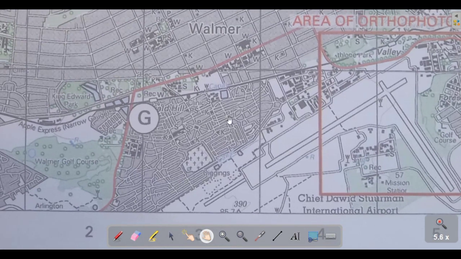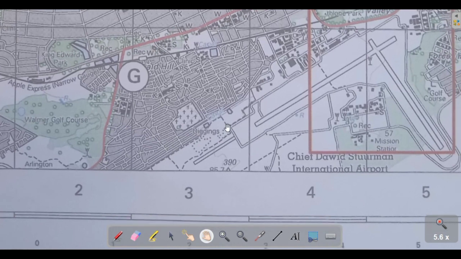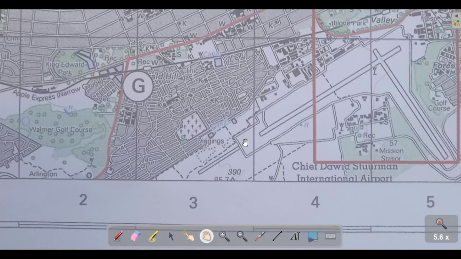Which area is this? Is this a low income area or a high income area? Okay, and what makes you say that? First of all, guys, I don't know if you noticed this, but you can clearly see that this area is right next to an airport. This is an airport, this is a runway. There we go, Chief David Stearman International Airport.